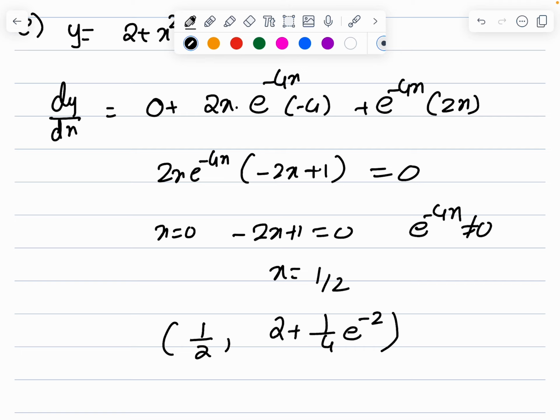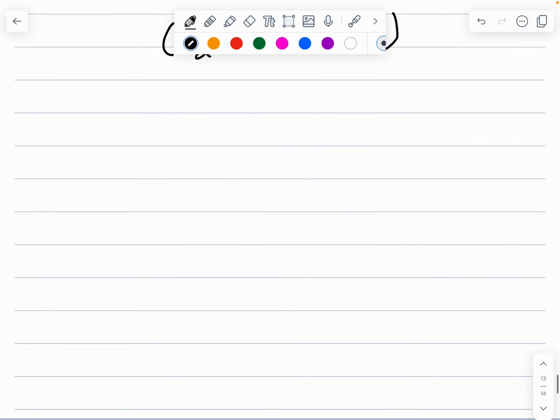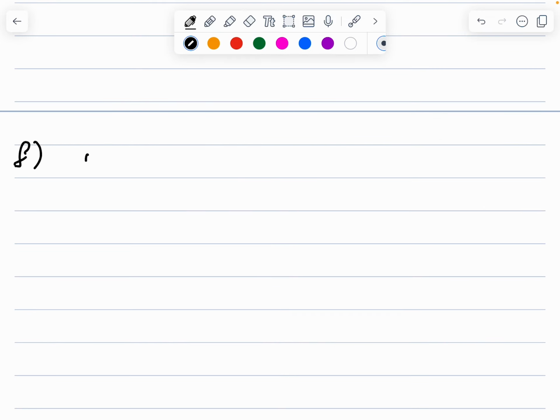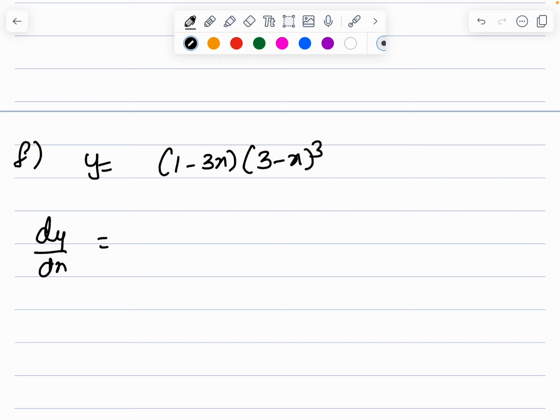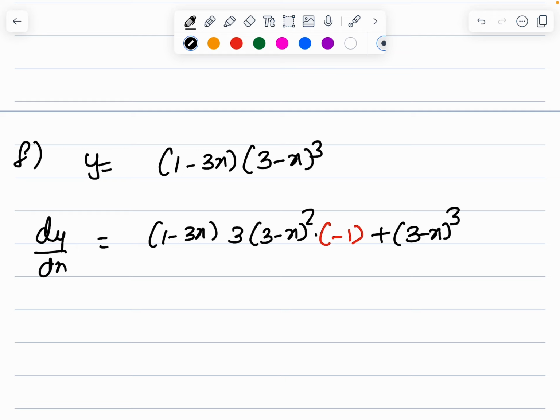Then finally part F for this type of question. y equals (1 minus 3x) times (3 minus x) whole cube. So I want to find the derivative of this one. So dy by dx equals 1 minus 3x, then 3 times (3 minus x) whole square times negative 1. The derivative of negative x is negative 1. Don't forget to write that negative 1, otherwise you will be getting a totally different answer. That's why I'm highlighting in red. Next, (3 minus x) whole cube, and again the derivative of negative 3x is negative 3.